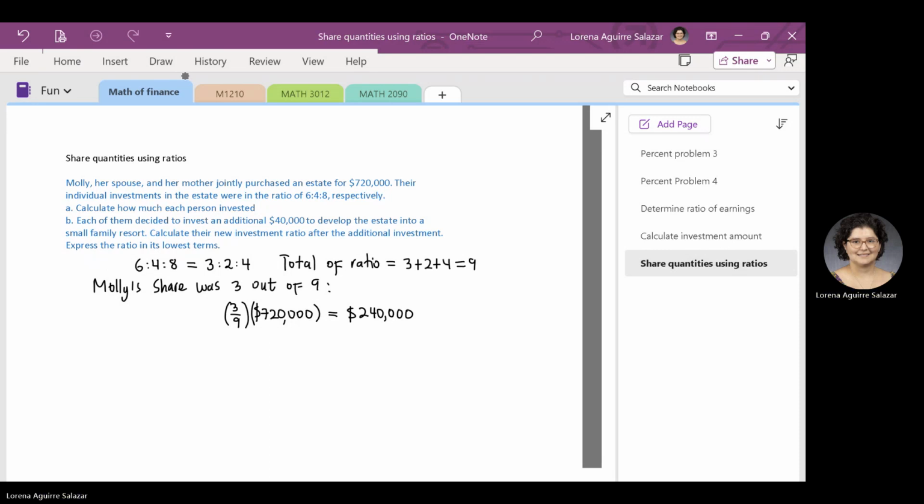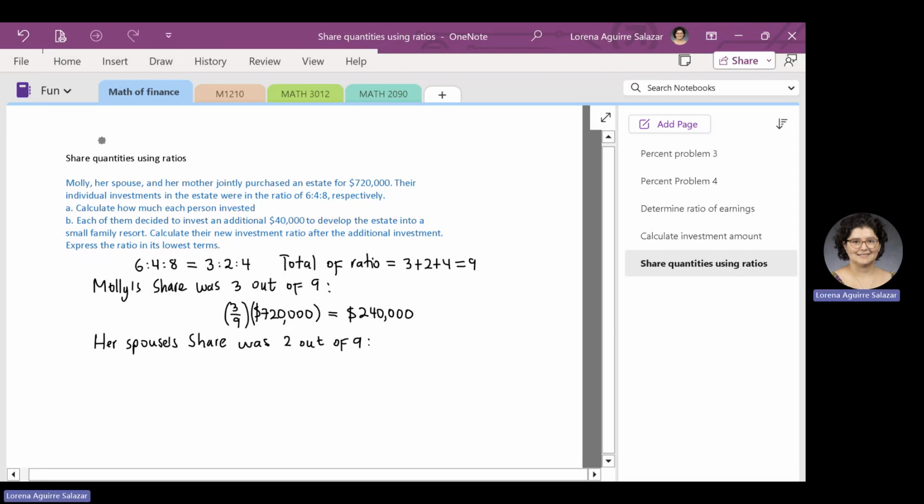Now her spouse's share is given by the second number, 2 out of 9. So her spouse's share, it's right here, was 2 out of 9. Because of that, to compute how much her spouse invested in the estate, we multiply 2 divided by 9 by $720,000. That's how much Molly's spouse invested. And when we perform that multiplication, we find the value $160,000. That was the investment that Molly's spouse made.